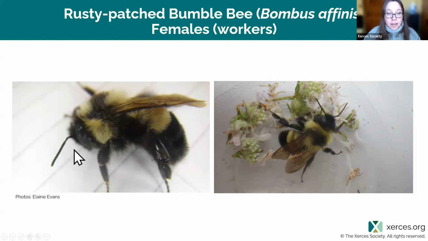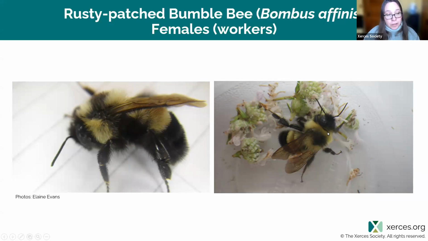You can also see the color patterns on the face. So we see that the hairs on the front of the face and on the top of the head are black. From this angle, we can also see that triangular shaped pollen basket area on their leg. So when we're looking at females, we're looking for that triangular shape with a bald area in the middle there where they're going to be packing their pollen.